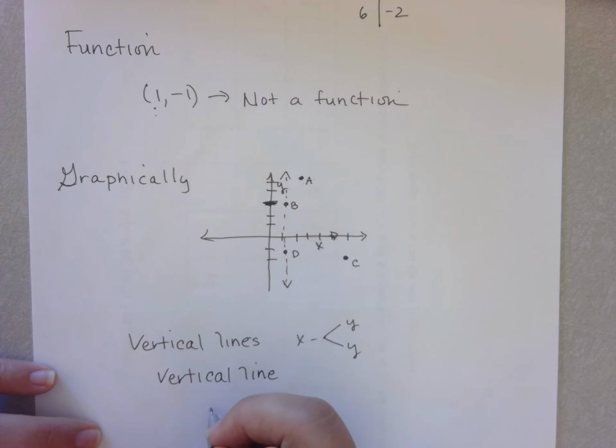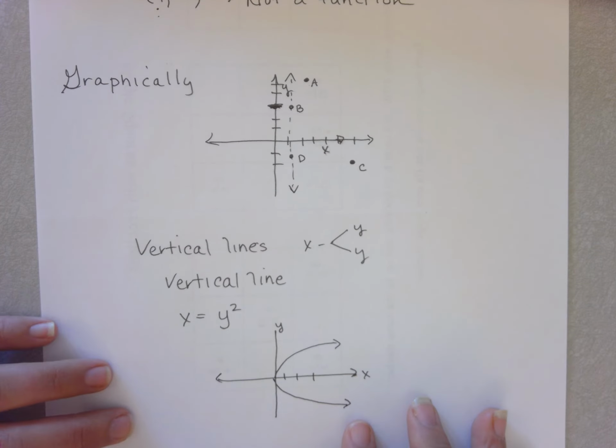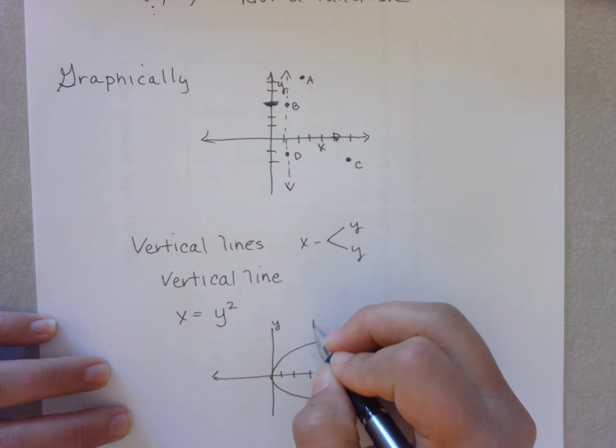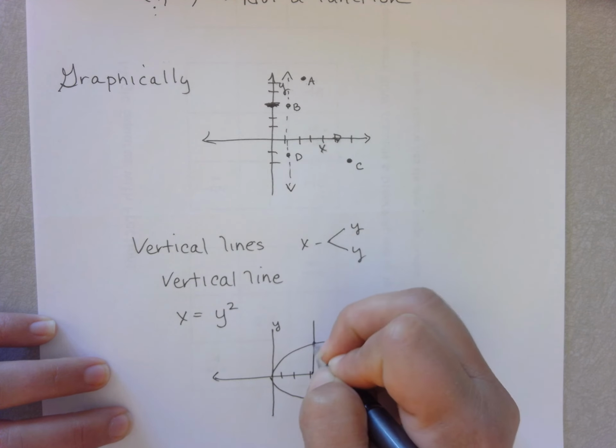So for instance, x equals y squared is a graph that looks like your normal x squared, except it's sitting on its side. So this is x and this is y. Let's say that this is 1, 2, 3. If I look at this graph here, the graph of x equals y squared, just drawn hastily, this is not an example of a function, because if I draw a vertical line right here, then I'm hitting it in two different points.